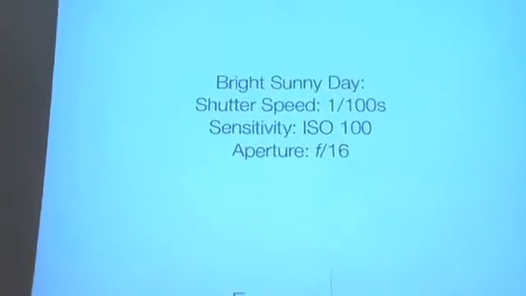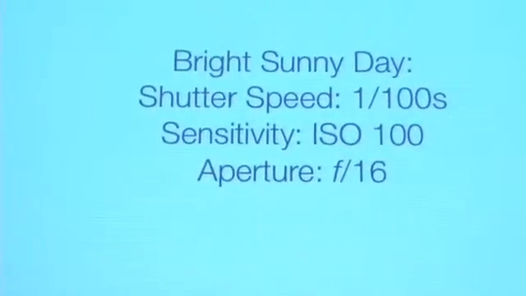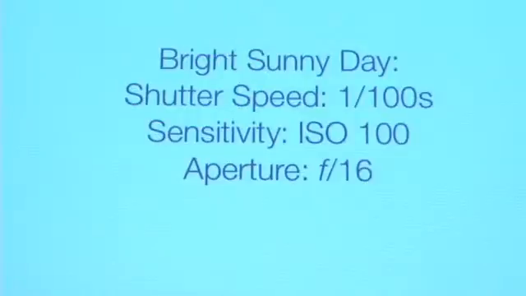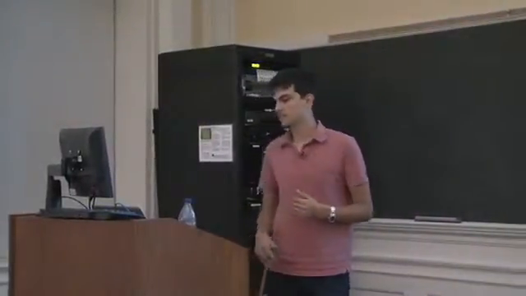On a very bright sunny day, you want a shutter speed of about 1/100th of a second, a sensitivity of about ISO 100, and an aperture of f16. So the sunny 16 rule, in other words, means that you set everything to 100, the shutter speed, the ISO, and you just set the aperture to f16.